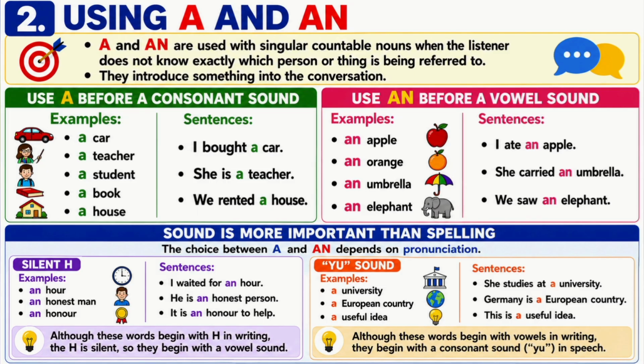Now let's see words with the U sound. Examples, a university, a European country, a useful idea. Although these words begin with vowels in writing, they begin with the consonant sound Y in speech. Therefore, we use a, not an. Sentences, she studies at a university. Germany is a European country. This is a useful idea.